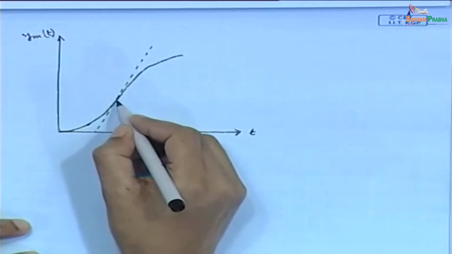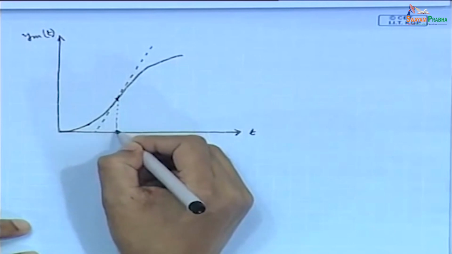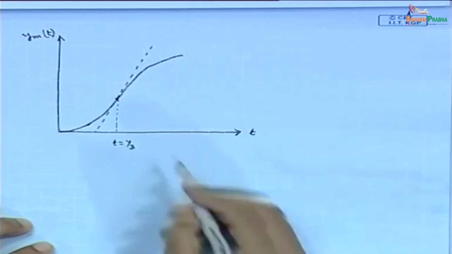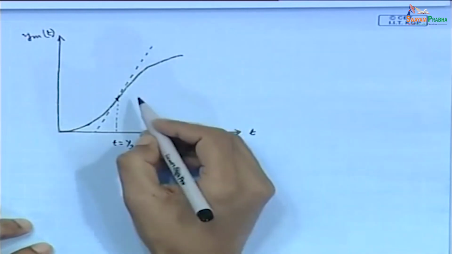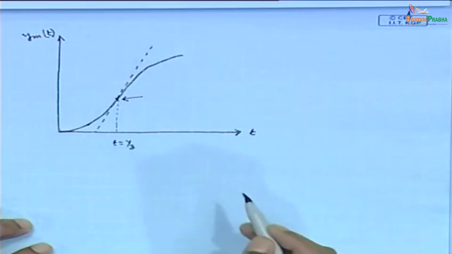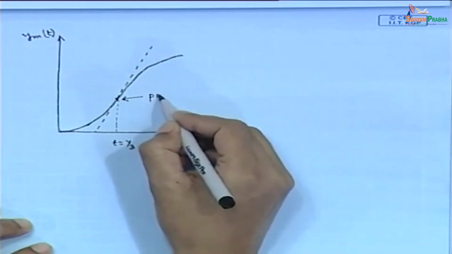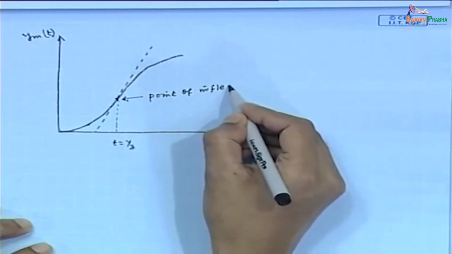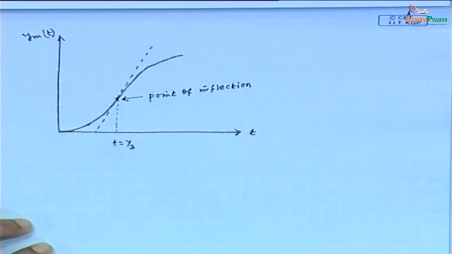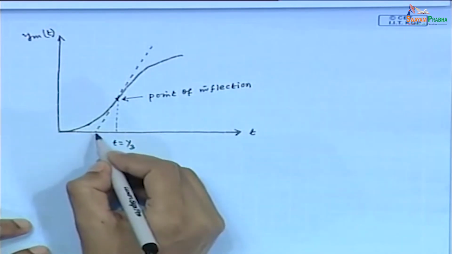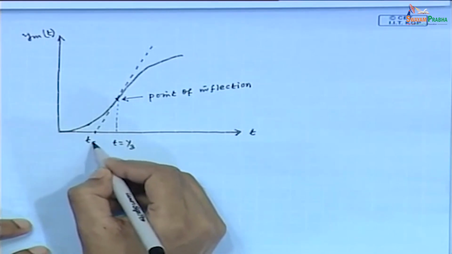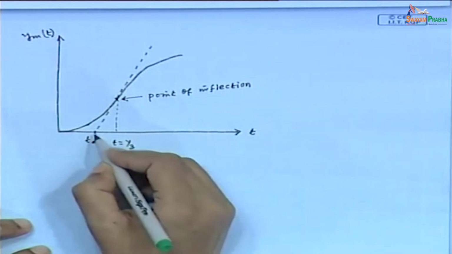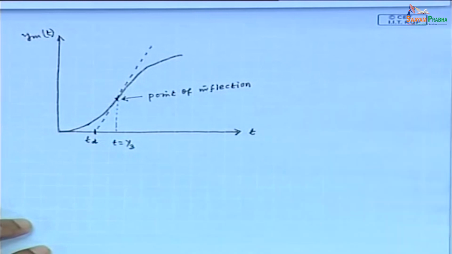So, at this point t equals 1/3. This point corresponds to t equals 1/3, which means this is the point of inflection. Now, this point represents the dead time.